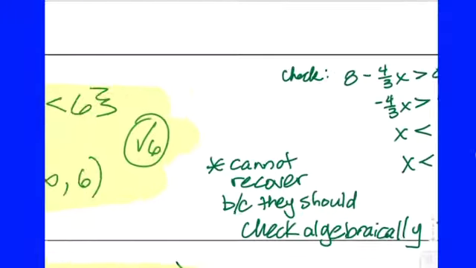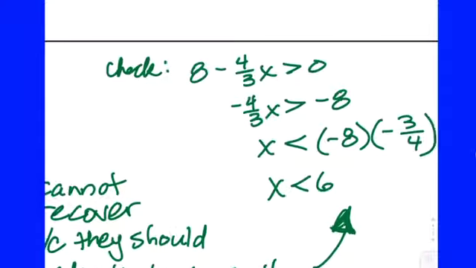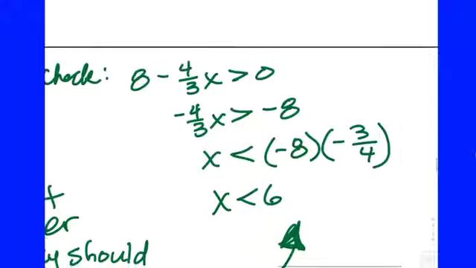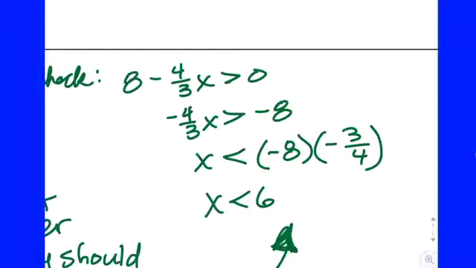Why? Because you can always find the domain algebraically. You should have done that. Get in the habit, okay? Take your argument, 8 minus 4/3 x, from the original problem and say it's greater than 0. That's a linear inequality, so we could solve it algebraically. Bring the 8 across, multiply both sides by what type of 3/4 or 4th? Yeah, 3/4? Negative, so that flips the inequality, and you end up with x is less than 6.